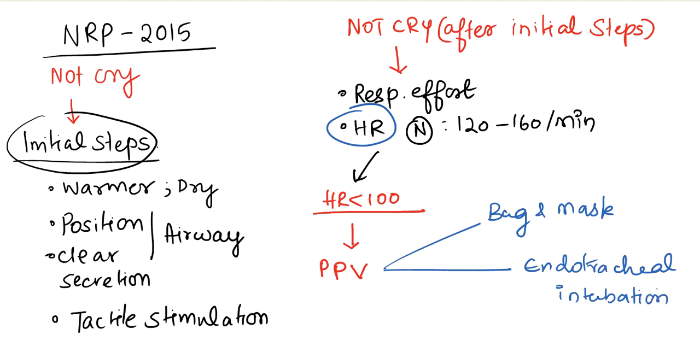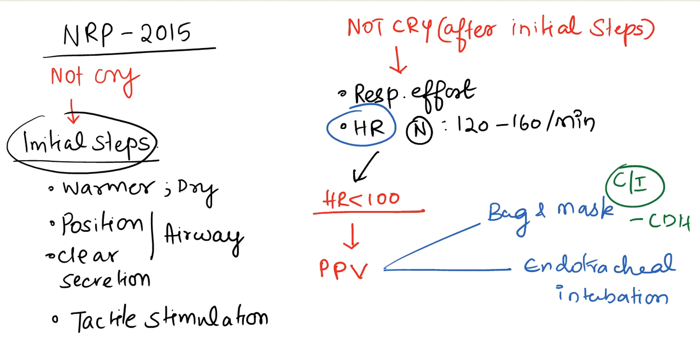Remember, there is one important point to be noted here. There is one very, very important contraindication for bag and mask ventilation, where I am not supposed to use bag and mask at all. What is that? That is CDH, which stands for congenital diaphragmatic hernia. Because the intestines have herniated into the thoracic cavity in this condition, if you give bag and mask, the air which is entering will also enter the intestine. This will cause distension of the intestine and more compression of the lungs. That is why in congenital diaphragmatic hernia, bag and mask ventilation is absolutely contraindicated. Are you able to follow this, right?